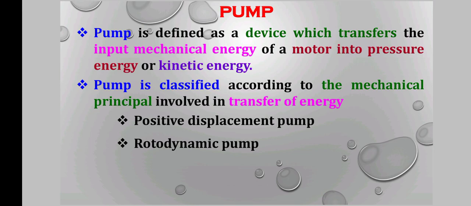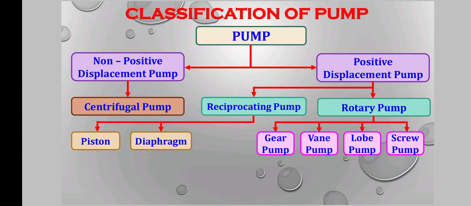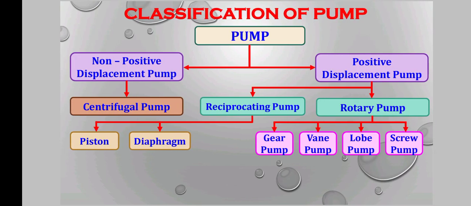So a pump is defined as a device which transfers the input mechanical energy of a motor into pressure energy and kinetic energy. Pumps are classified according to the mechanical principle involved in the transfer of energy, which are the positive displacement pump and the rotodynamic pump. So these are the classifications of pumps.